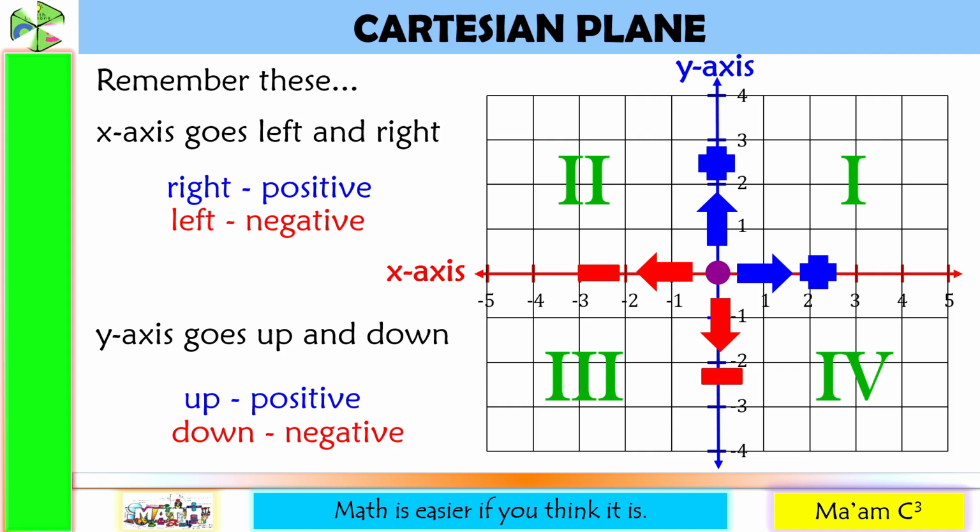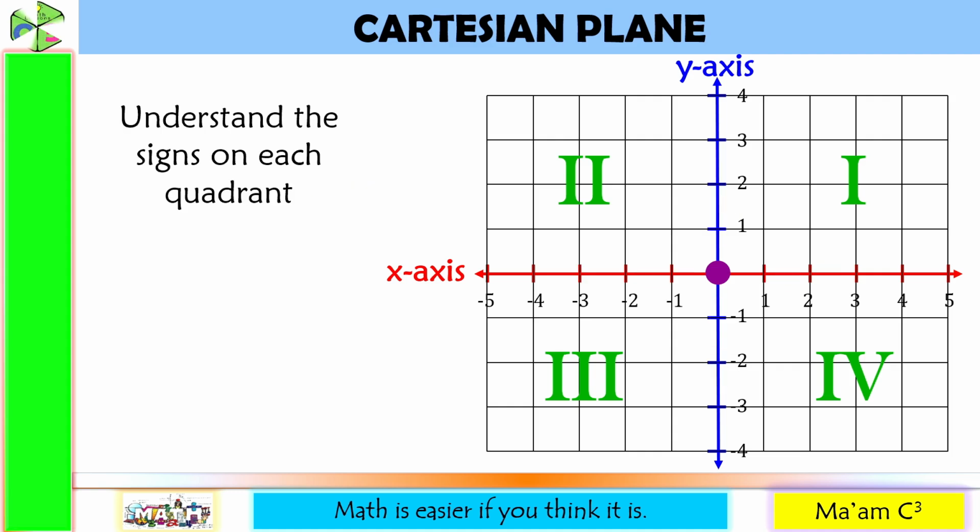Let us understand the signs on each quadrant. Let's start with quadrant 1. Let's take, for example, this point. In order to go to this point from the origin, you have to move going to the right. Since you go to the right, x is positive. And then from here, you will go up. Since you go up, y is also positive. So on quadrant 1, the signs are positive, positive.